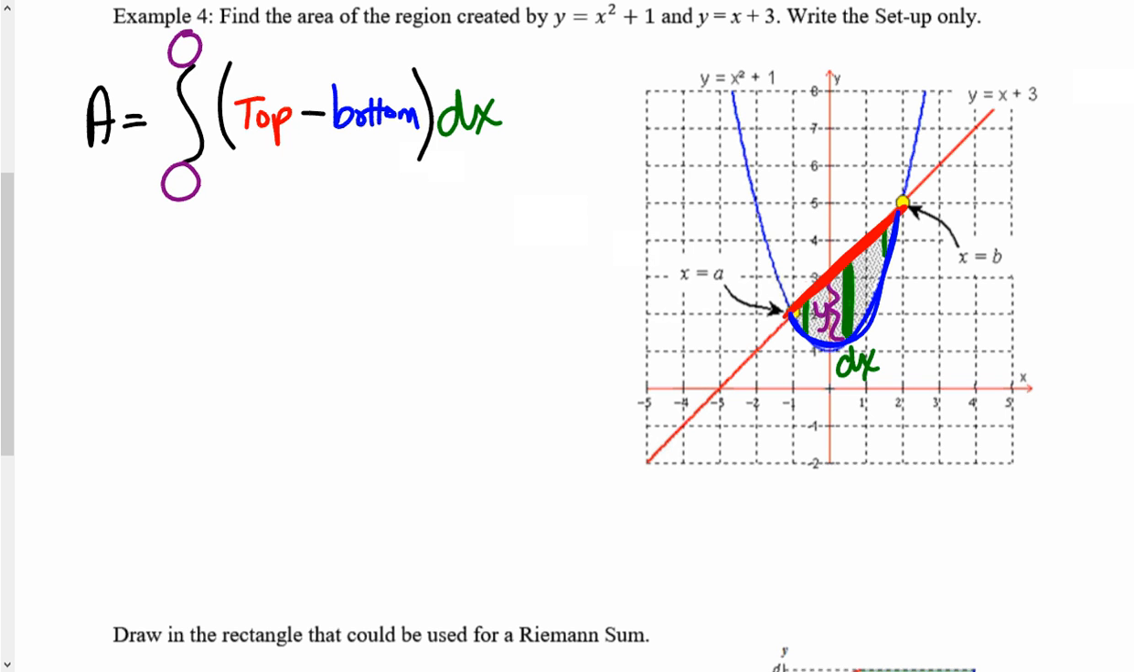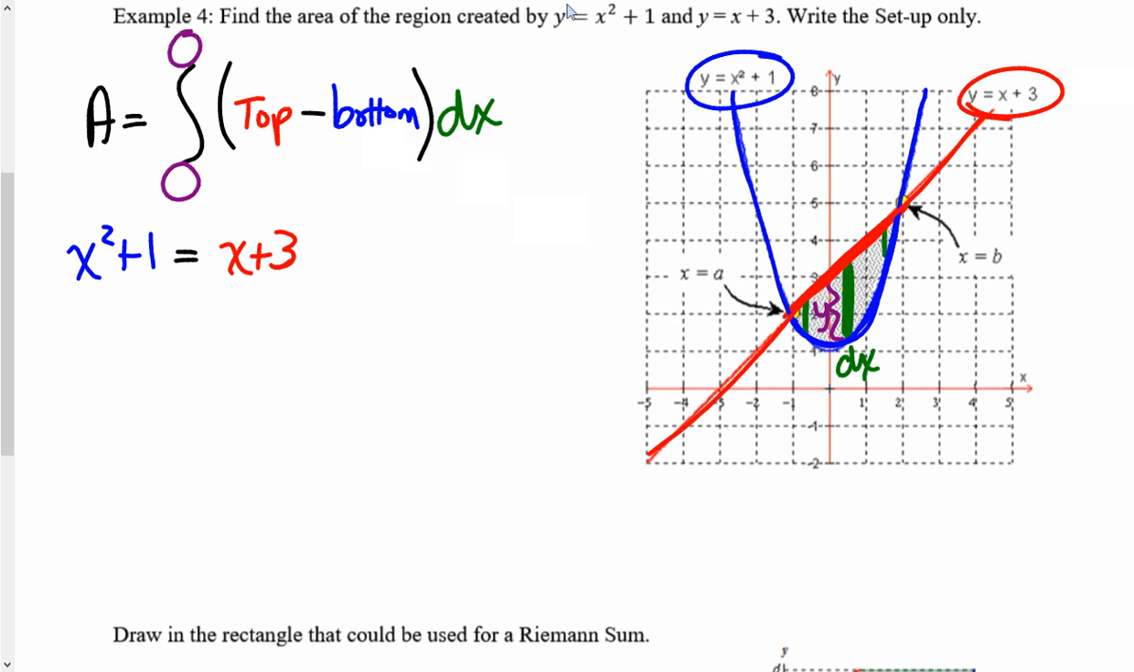So what I need to do is find my bounds. To find my bounds, I need to know where the blue curve is equal to the red curve. That will give me my bounds. My blue curve is x squared plus 1. And I need to know where that crosses my red curve, which is x plus 3. And from here, I need to solve for x.